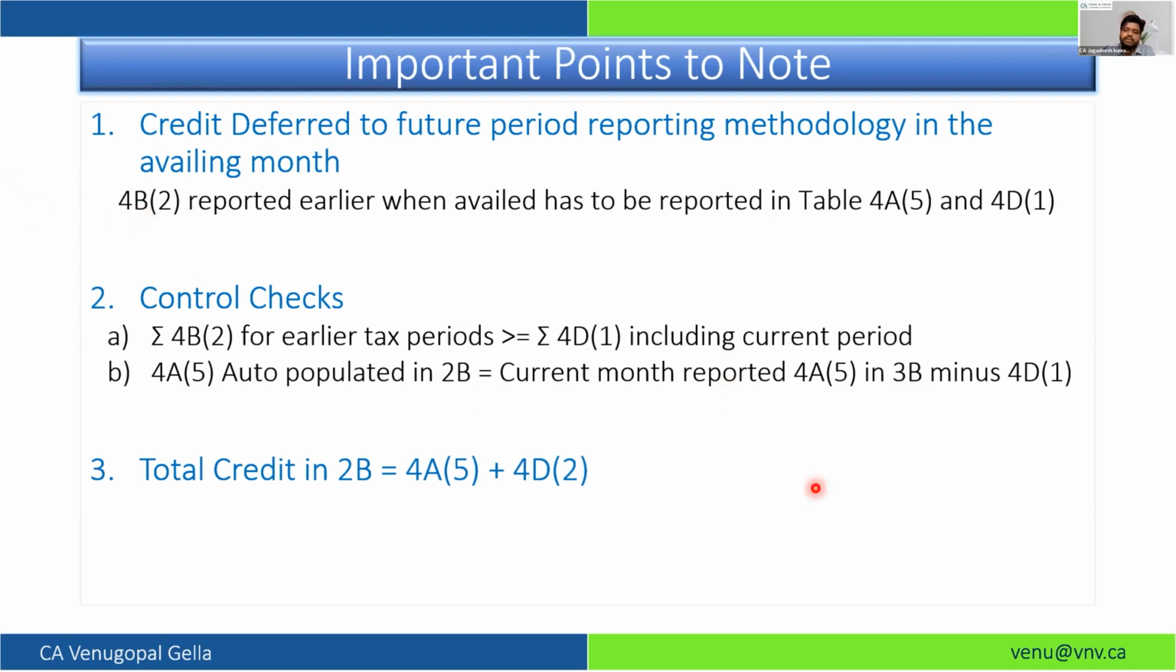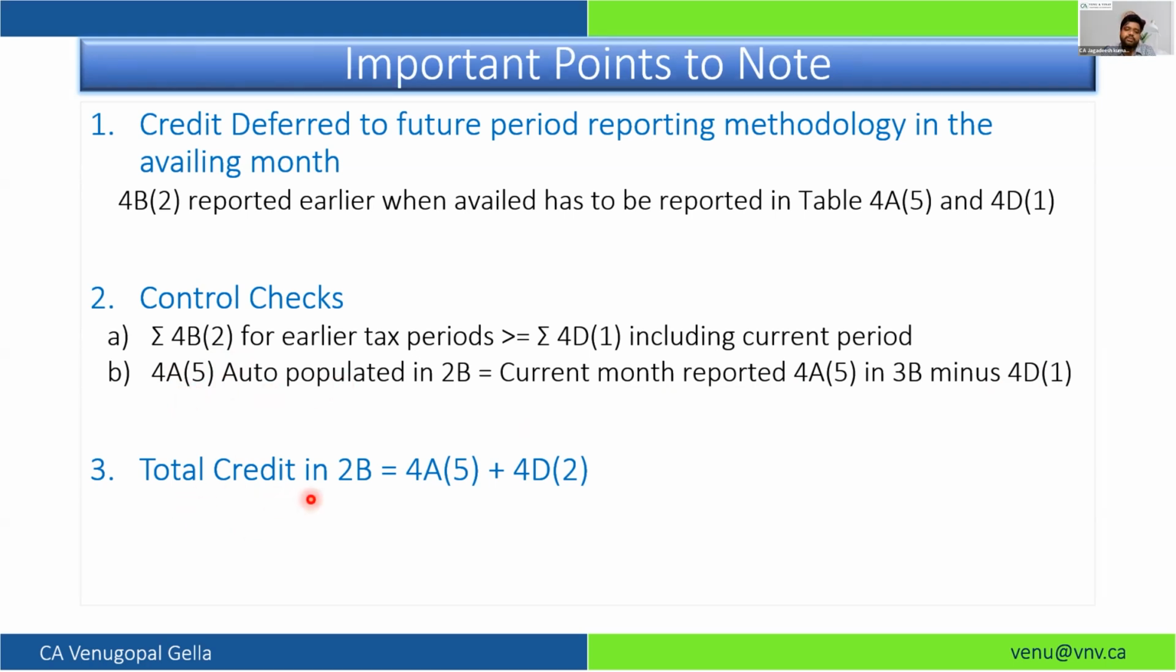In this example, I have said 100 rupees can be made as 110, but not 90. So previous period credit, I'm availing in the current period. That is 100 plus 10. I reduce it by the 4D1, what 10 rupees I will report here. So the current period is nothing but 4A5 of that period and 4D1. This is 110, this is 10. 110 minus 10 is 100. This is the 100 rupees, which is auto-populated from GSTR 2B.